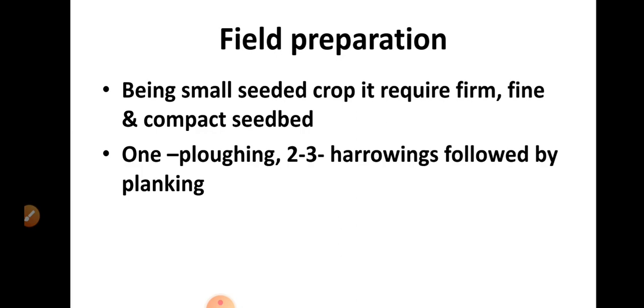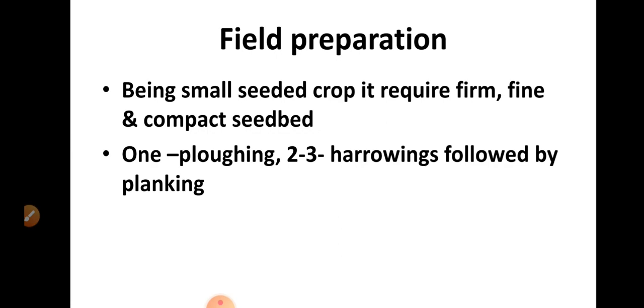So being a small seeded crop, this crop requires a firm, fine, and compact type of seed bed, and for that purpose we should follow field land preparation operations. So one ploughing followed by 2 to 3 harrowings and then planking is important for this sesamum crop for preparation of a firm, fine, and compact seedbed.